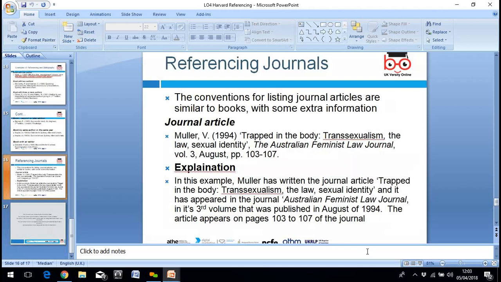The conventions for listing journal articles are similar to books, but with some extra information. What you tend to find is that you'll put in Muller, the article title, the law, sexual identity, the Australian Feminist Law Journal, volume 3, August, pages 103 to 107. So in the journal, you've got to put exactly where it was in the journal that you've looked at. You okay with that? Yes. Okay.